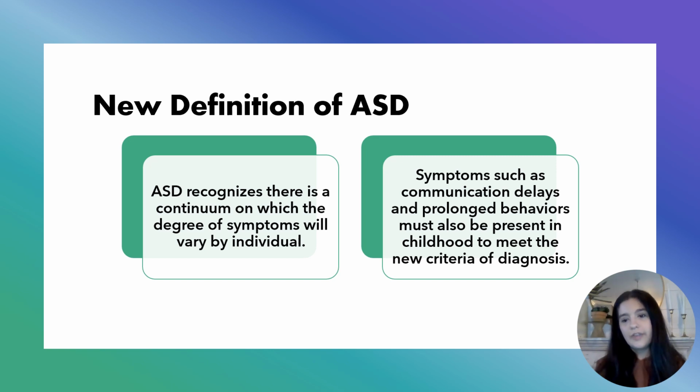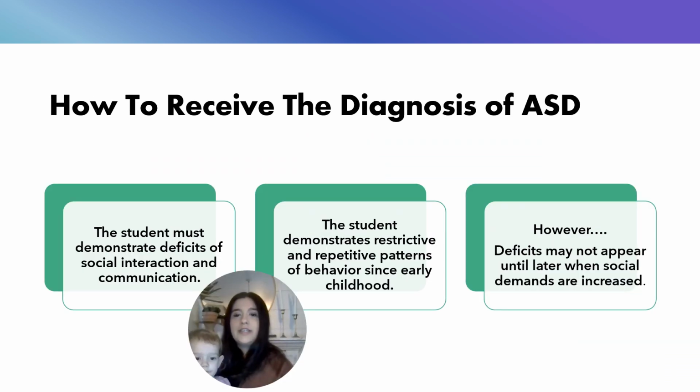New definition of ASD. ASD recognizes there is a continuum on which the degree of symptoms will vary by individual. Symptoms such as communication delays and prolonged behavior must also be present in childhood to meet the new criteria for diagnosis. How to receive the diagnosis of ASD. The student must demonstrate deficits of social interaction and communication. The student demonstrates restrictive and repetitive patterns of behavior since early childhood. However, deficits may not appear until later when social demands are increased.